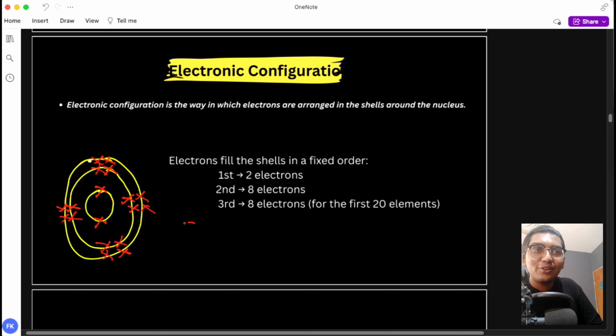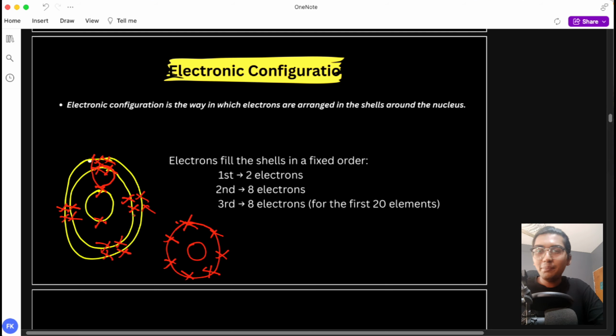But don't write the configuration of the second shell this way. For example, this is the first shell, the second shell. Don't write one in this way, one in this way. Don't write it this way. You should always write it in pairs. As you can see, these are pairs, right? Write that in pairs.